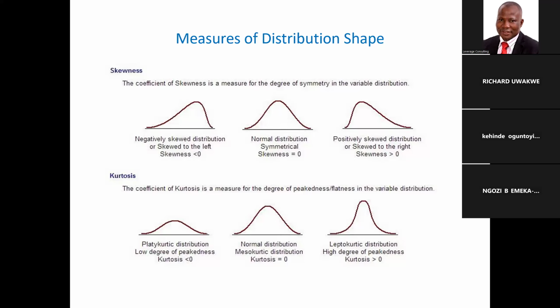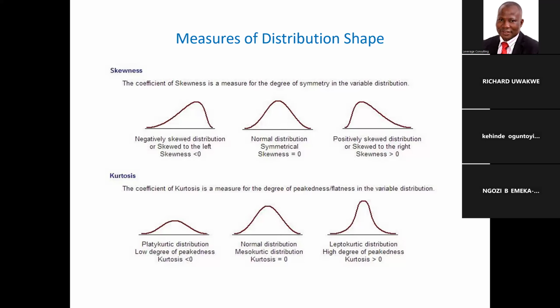Then the thickness of the graph is the kurtosis. If you look at the one in the middle, that's the normal distribution. You see one that is flat and one that is peaked. The one that is flat is called platykurtic distribution. The one that is peaked is called leptokurtic distribution.